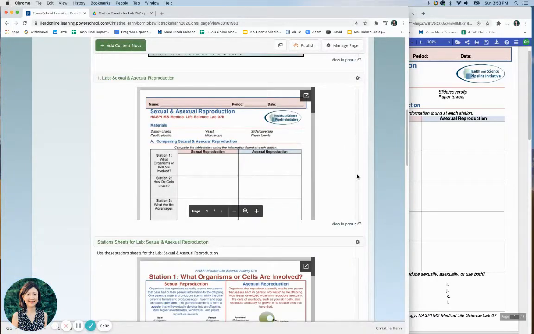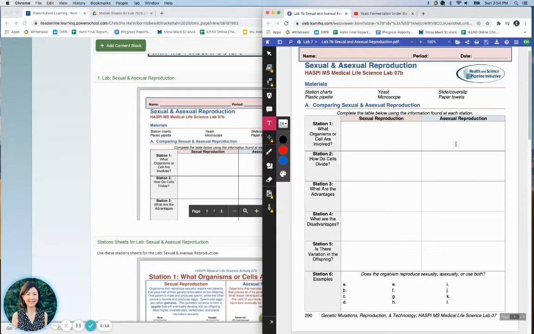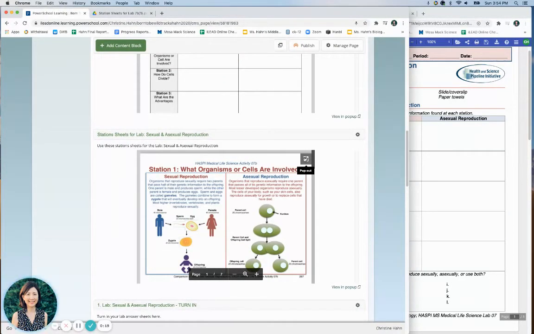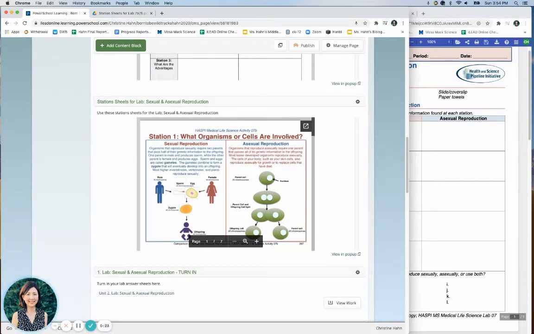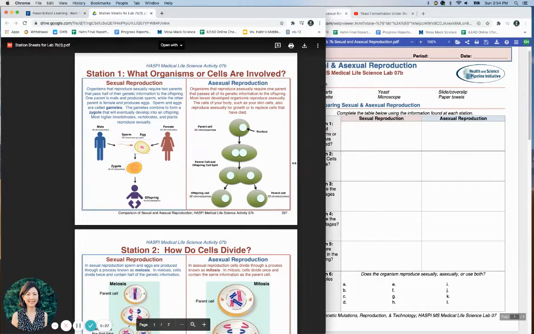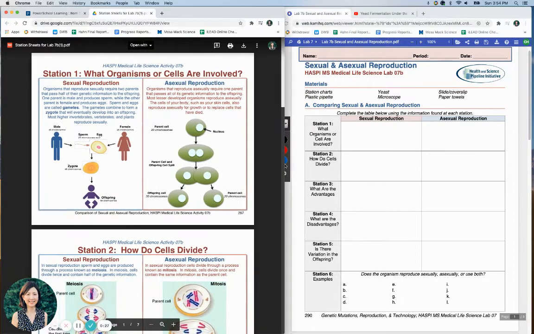Hello, we're going to go over the lab on asexual and sexual reproduction. So what I did was I went ahead and popped this out and opened it in Cami so that I can write directly on here. And then I'm going to open up this sheet, which is the lab station sheets for part A, and let's take a look.